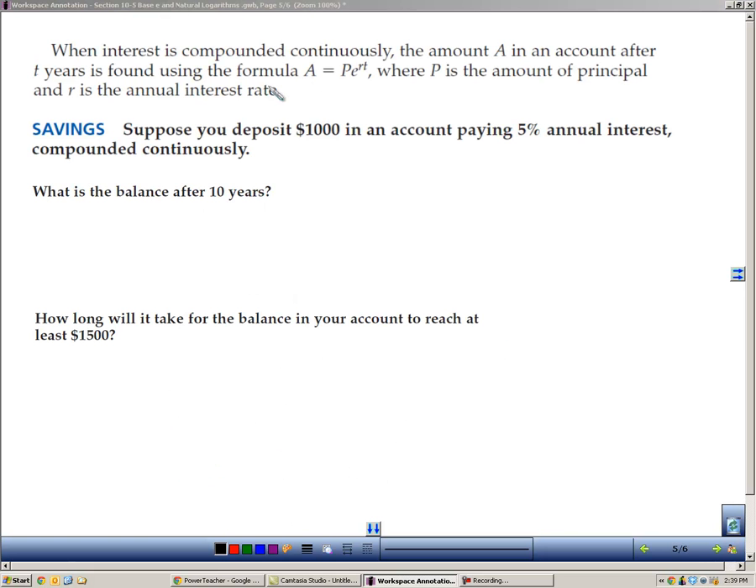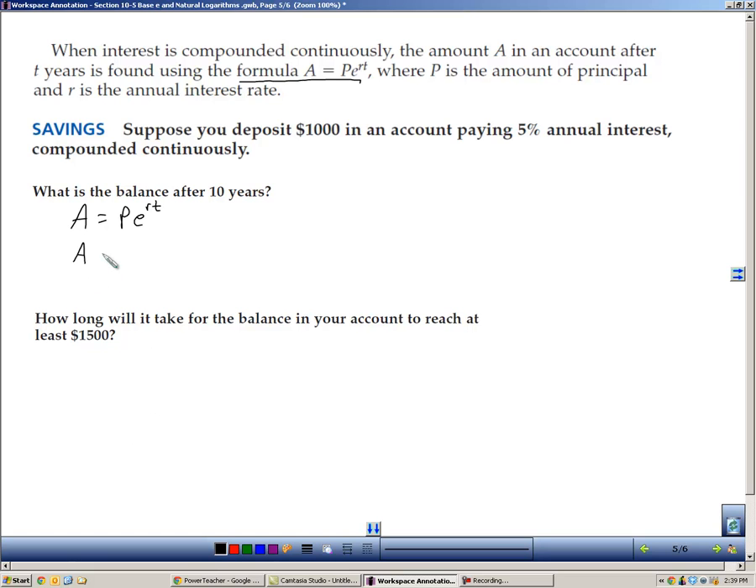Here we're given a formula used to find continual interest, and we're going to use that formula to solve this problem. We're depositing $1,000 and we're getting paid 5% annual interest compounded continuously. And the time that we're going to look at is 10 years. So I'm going to take my formula, A equals P times e to the rt.